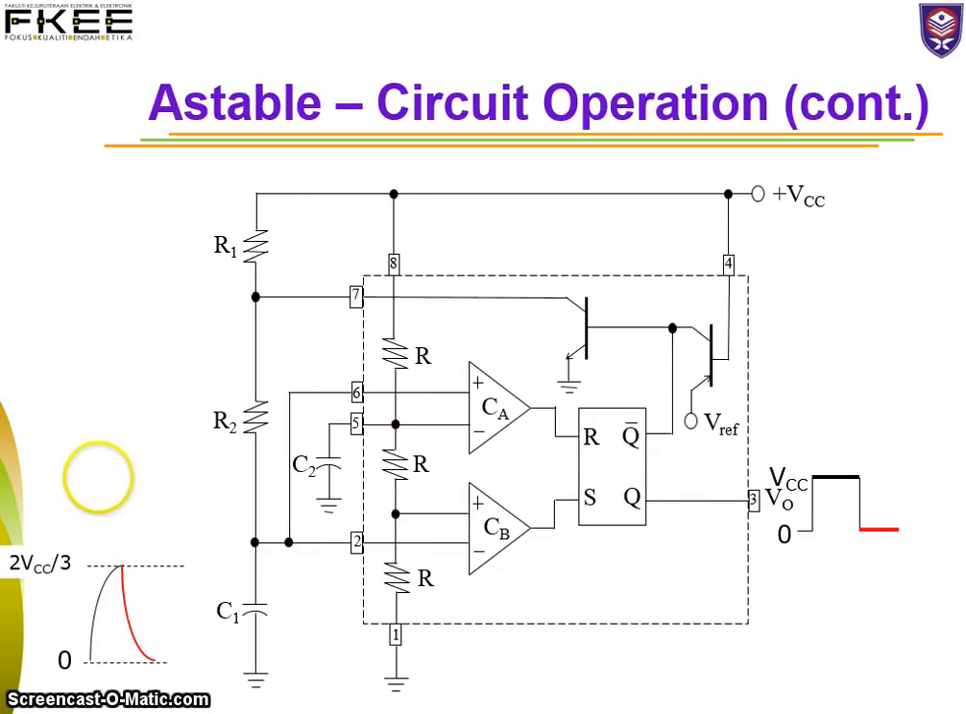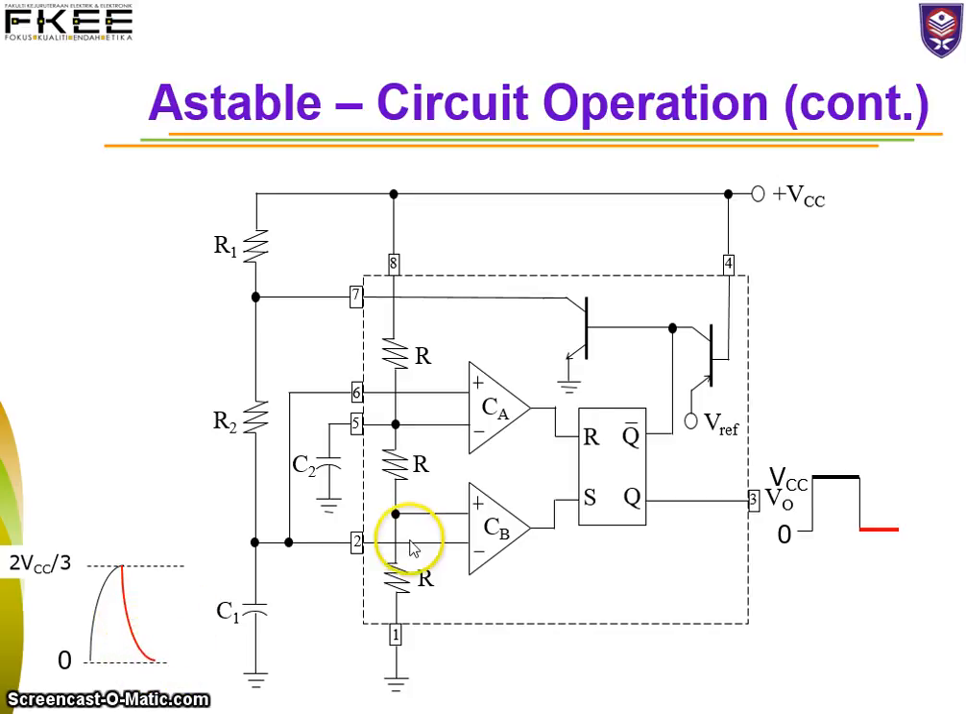Now, this is the graph for the capacitor C1. It is being charged from 0 to 2/3 of VCC. If it is greater than 2/3 of VCC, this capacitor will be discharging over here. But if we let the capacitor discharge, it will discharge all its voltage until 0.